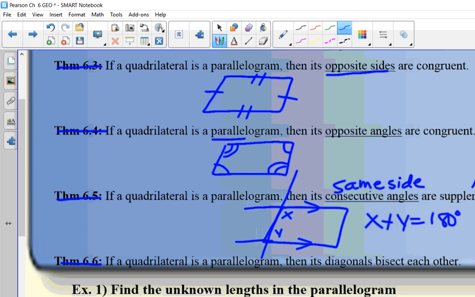The last theorem down here, if a quadrilateral is a parallelogram, then its diagonals bisect each other. So let's do this.